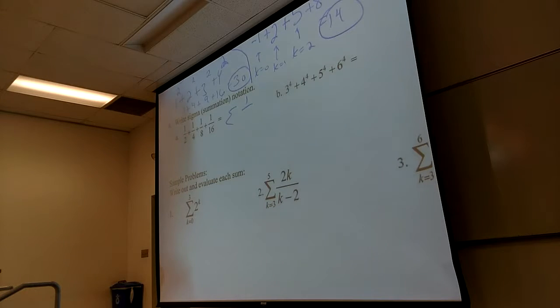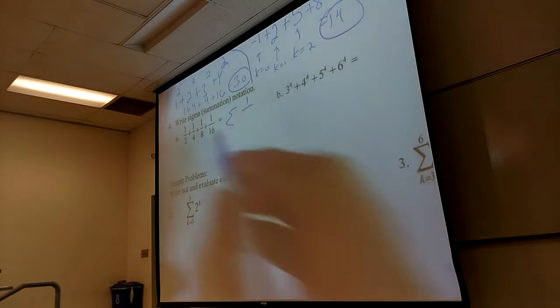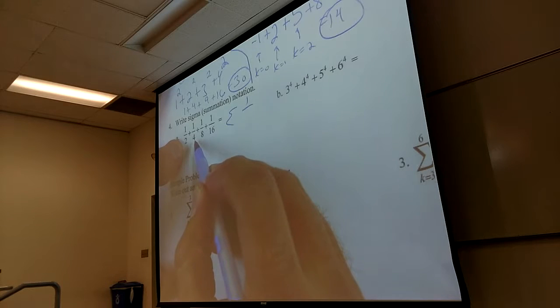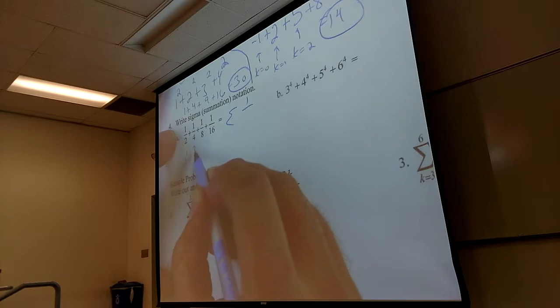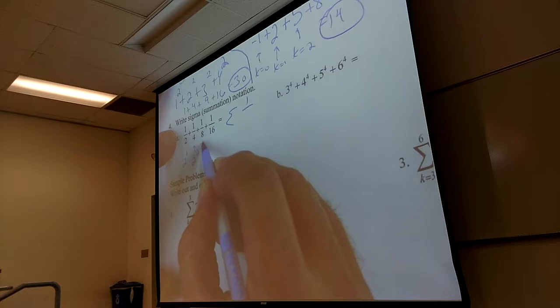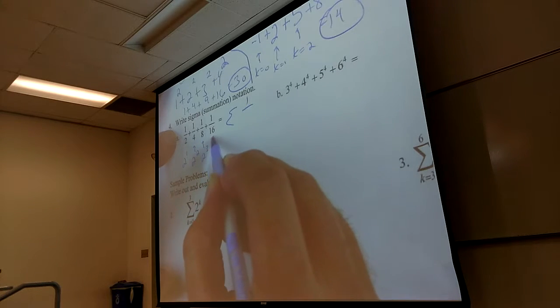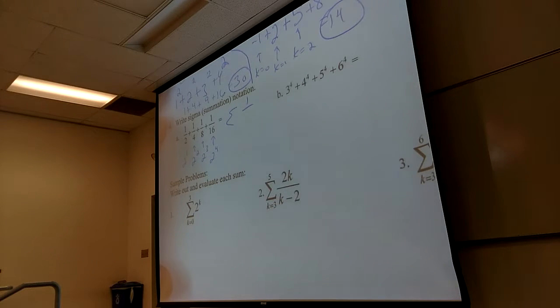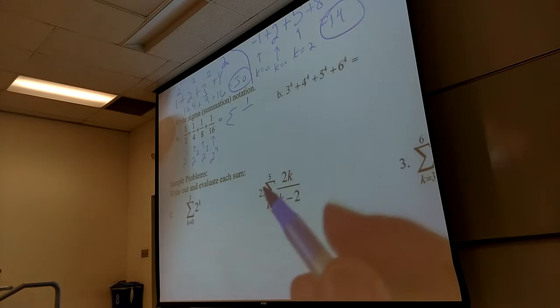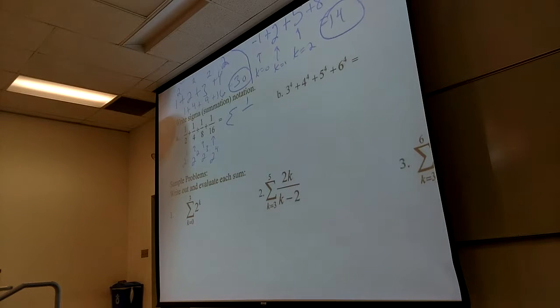What's the pattern on the bottom? Yeah, I keep multiplying that thing by 2. So this is 1, 2, right? This is 2 to the first. 4 is 2 squared. 8 is 2 cubed. 16 is 2 to the 4th. So where is the part that is changing in every term? The power. So the power is the part that's changing. That's going to have to be where the k goes.